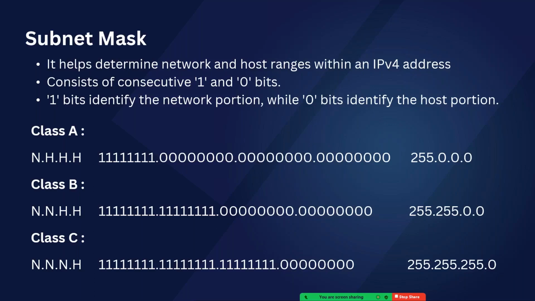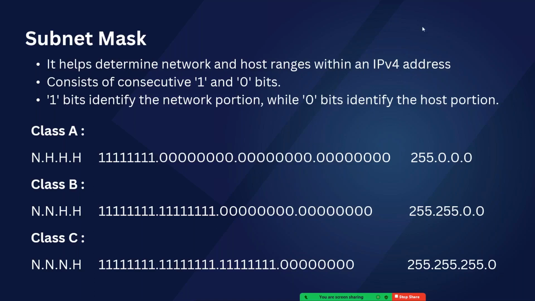But how does a computer understand this? How does a computer know which IP belongs to which class and how many devices can it connect on? Okay, for that, what it does is it assigns the network portions with the values of 1s and the host portions with the value of 0s.